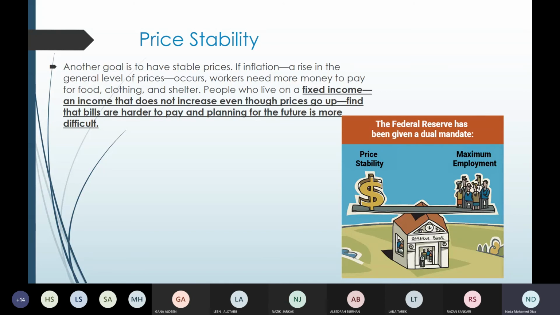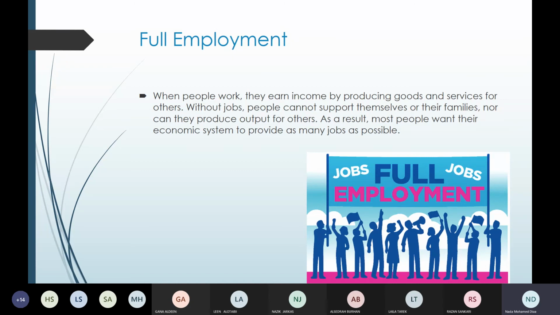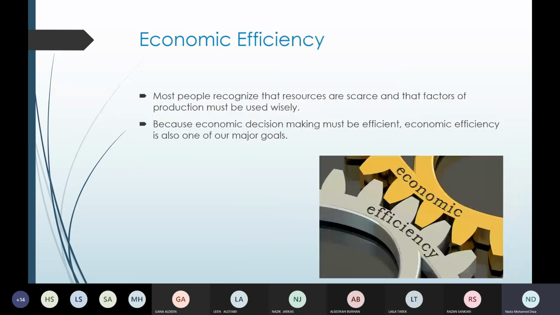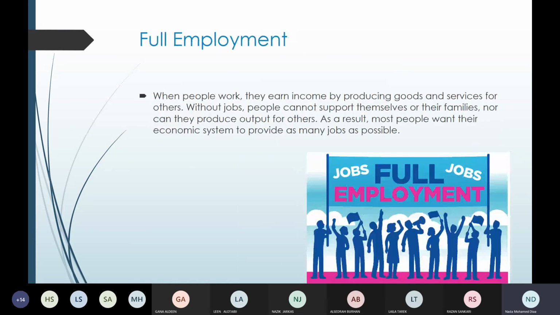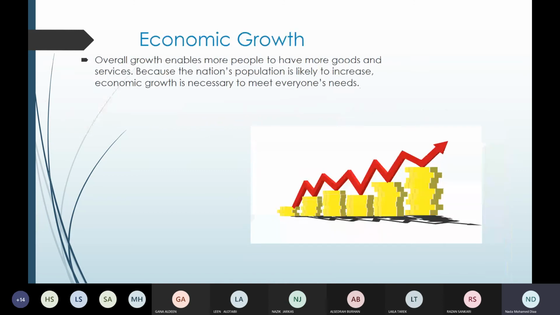A good economic system can provide price stability, full employment, economic security, economic equity, economic efficiency, and economic freedom, which will lead us to economic growth, the last part. Yes, economic growth is the last point. The growth enables more people to have more goods and services because the nation's population is likely to increase. Economic growth.